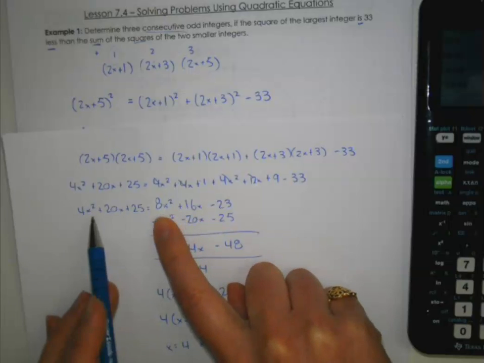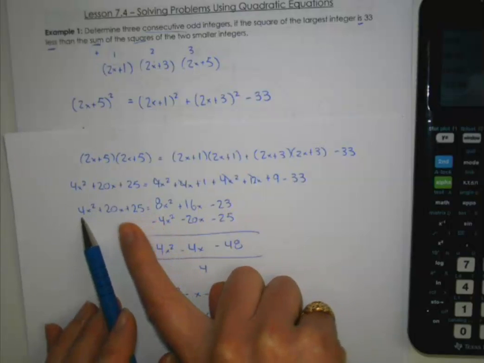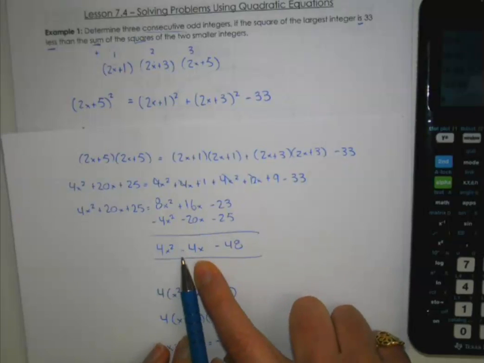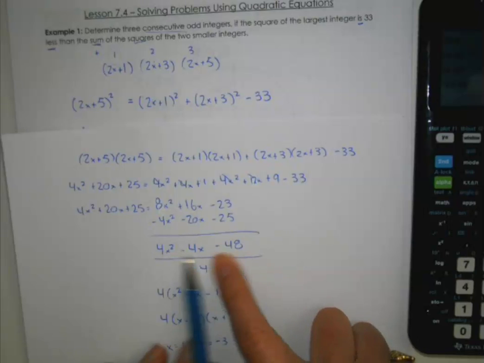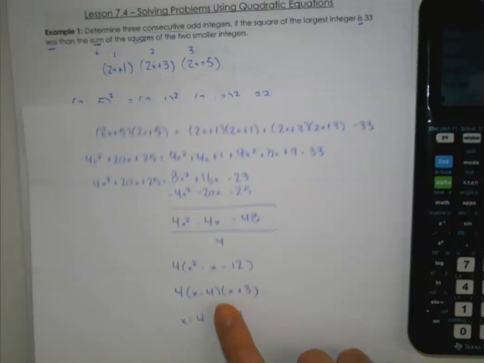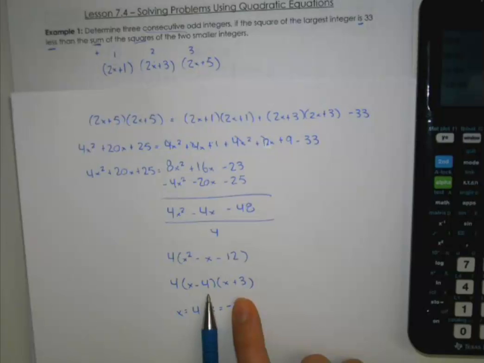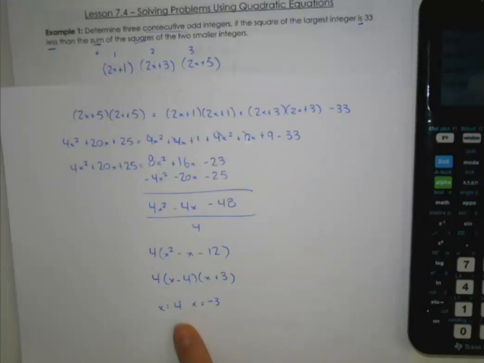Instead, you could have just moved everything to one side so the whole thing was equal to 0. So I did that by subtracting all of this stuff off of both sides. So I ended up with 4x squared minus 4x minus 48. And then I just factored that. 4 was a common factor. I divided it out, which left me with x squared minus x minus 12. Two numbers that multiply to -12 and add to -1 would be -4 and +3. And so I get the same solution that I had here, right? -3 and +4 is exactly what I get by factoring it as well.